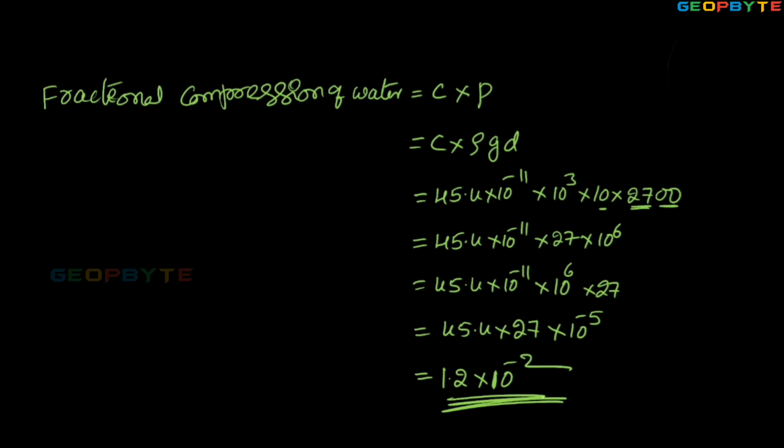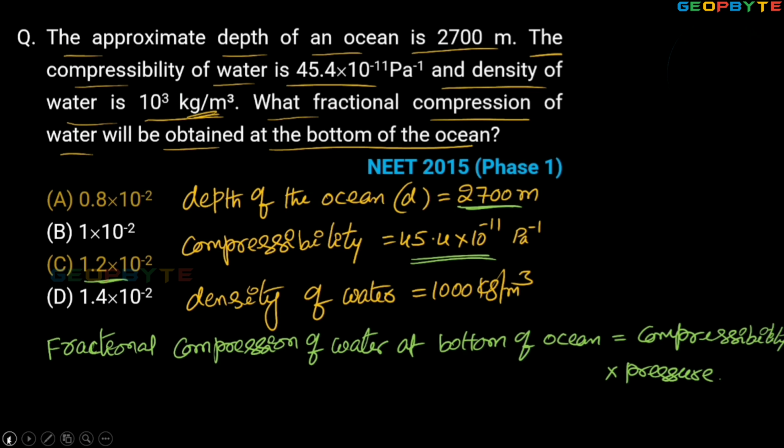That is the answer. That is the fractional compression of water at the bottom of the ocean. Understood clearly? So it is 1.2 into 10 power minus 2. Option C is absolutely correct. Okay? Similarly, let us take another important problem.